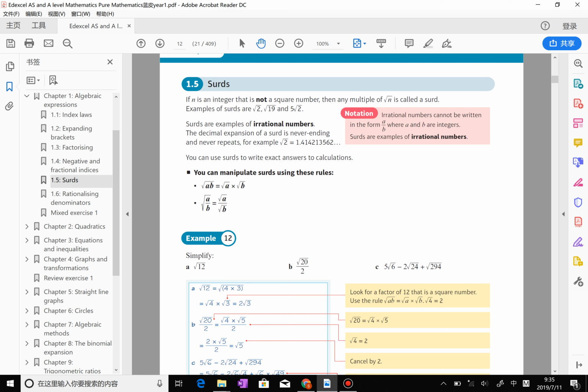Hello, welcome back. We're going to start section 1.5 in chapter 1, surds.